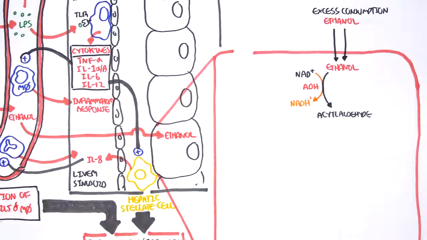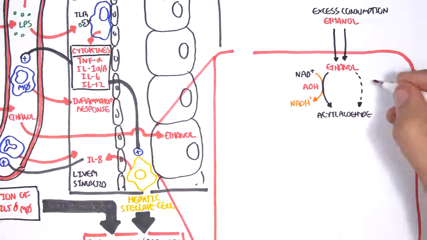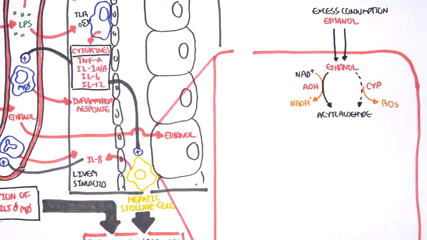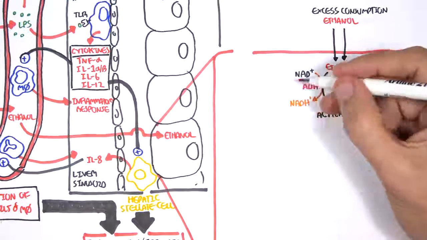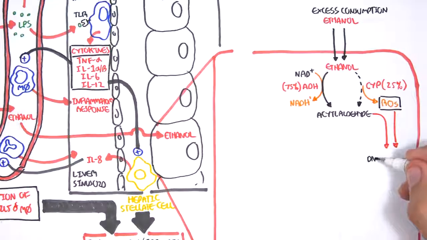The second pathway is through the cytochrome pathway. So ethanol is still converted to acetaldehyde, but this reaction results in the production of reactive oxygen species, ROS. Therefore, the liver usually uses the alcohol dehydrogenase pathway, 75%, compared to the cytochrome pathway, 25%. Because if we have too much acetaldehyde and reactive oxygen species, this stuff damages our body.